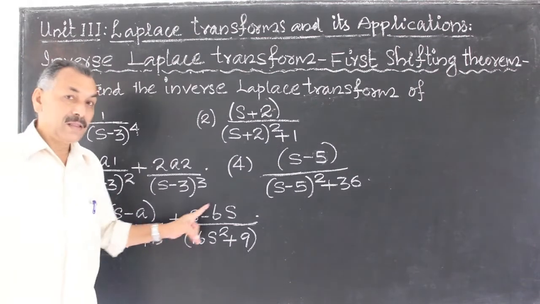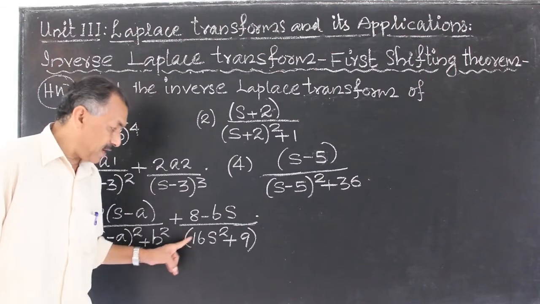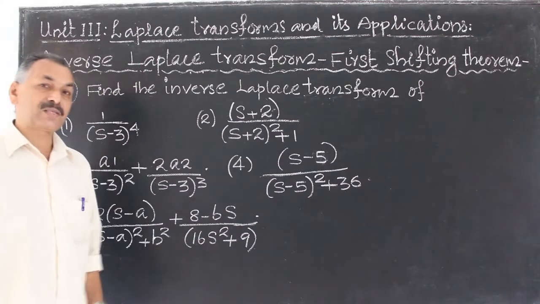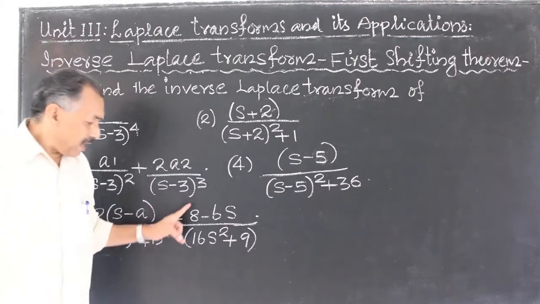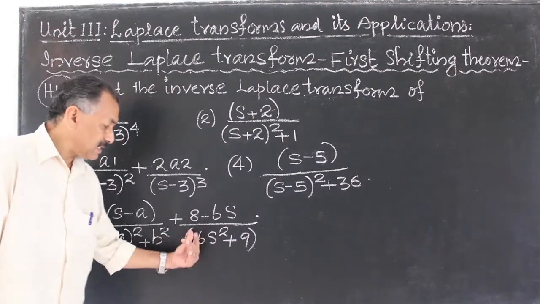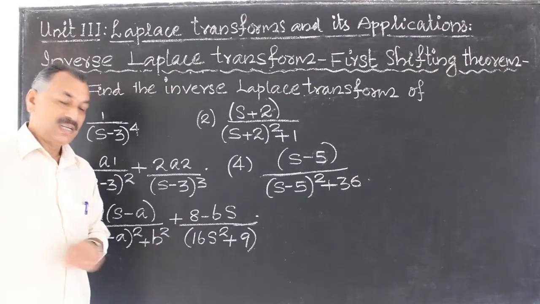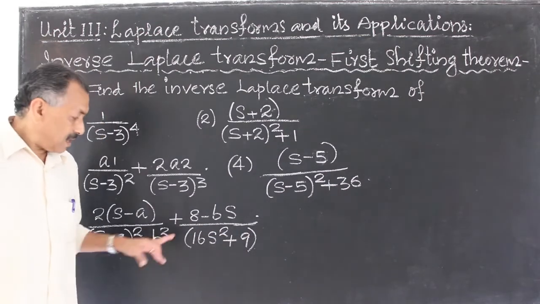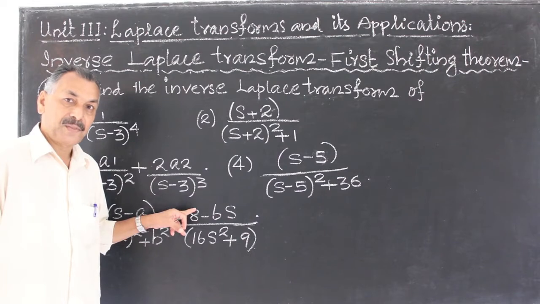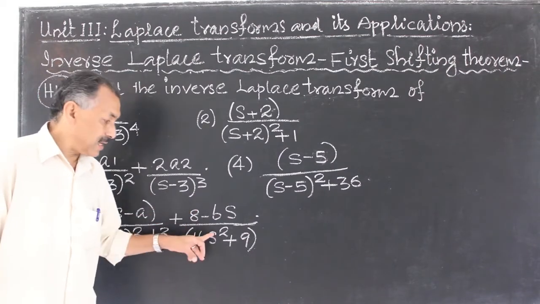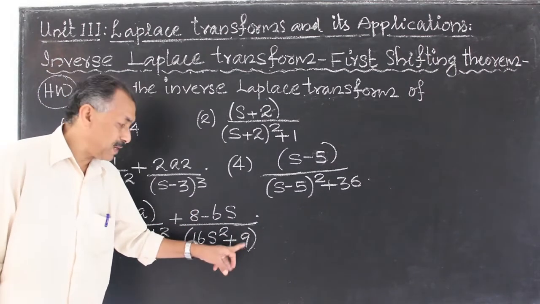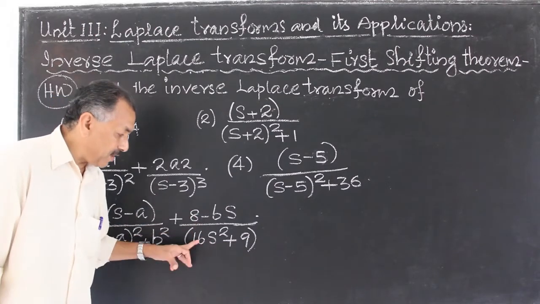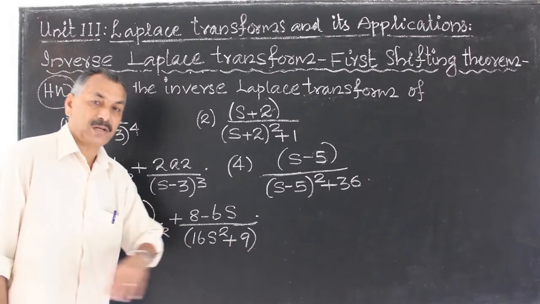So this is split here: 8 divided by 16 s square plus 9 minus 6s divided by 16 s square plus 9. That means 8 divided by 16 s square plus 9. 16 is outside, 16 into s square plus 9 by 16. That 16 cancels with the 8. Then 1 by 2 into, that means s square plus 9 by 16, that is 3 square by 4 square. Then 1 by 2 into 1 divided by s square plus 3 by 4 whole square.